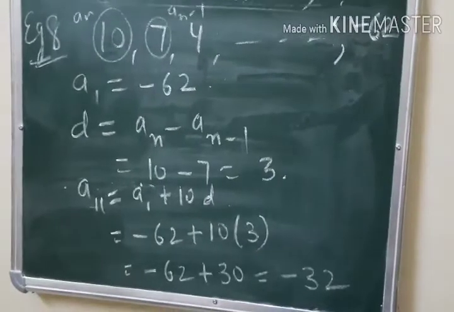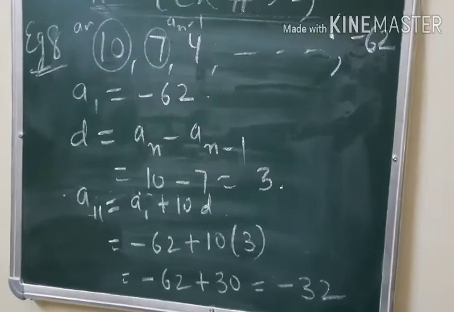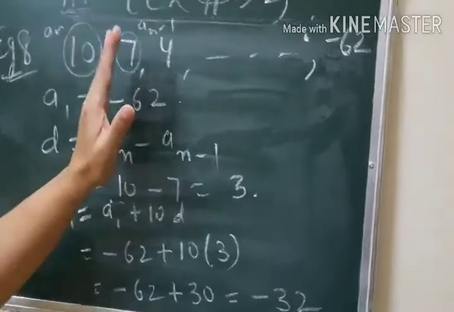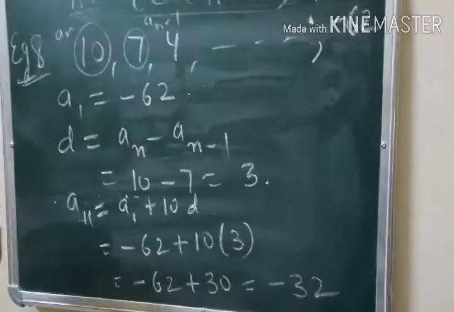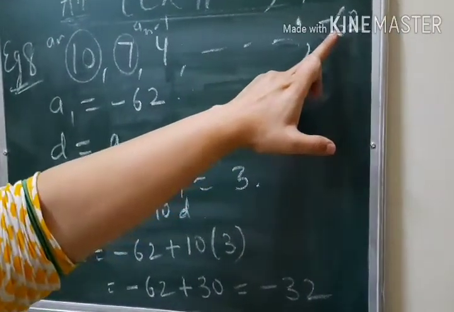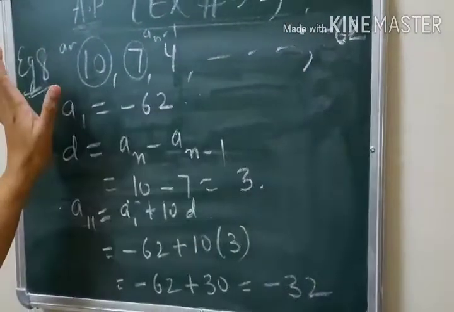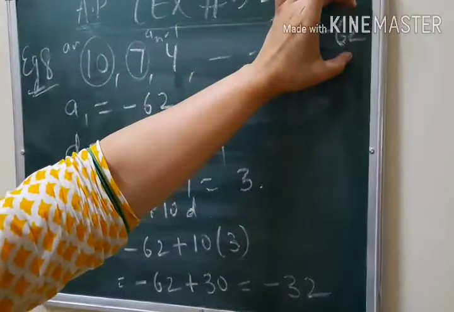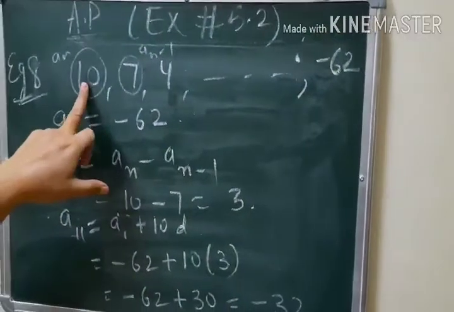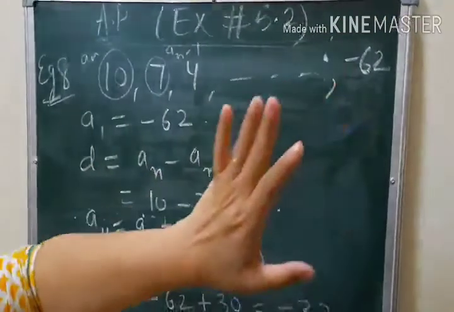Right? Again I am telling this question because this is a little bit different. AP is given to you, 10, 7, 4 and minus 62 till it goes. Now you have to find 11th term from the end. 11th term from the end means from the back you have to find the 11th term. That means my AP is starting from here. So A1 is minus 62 and AN is 10.